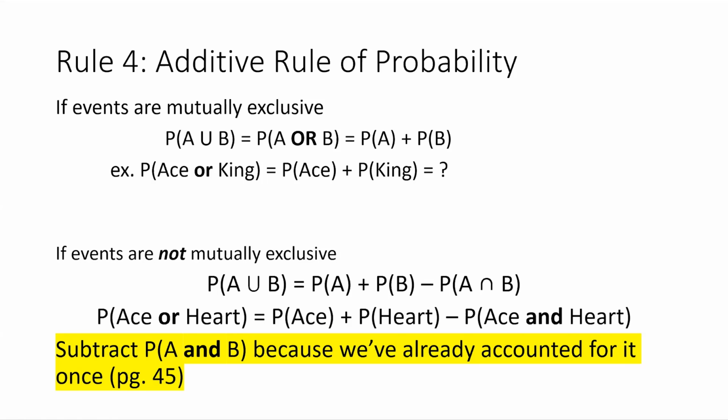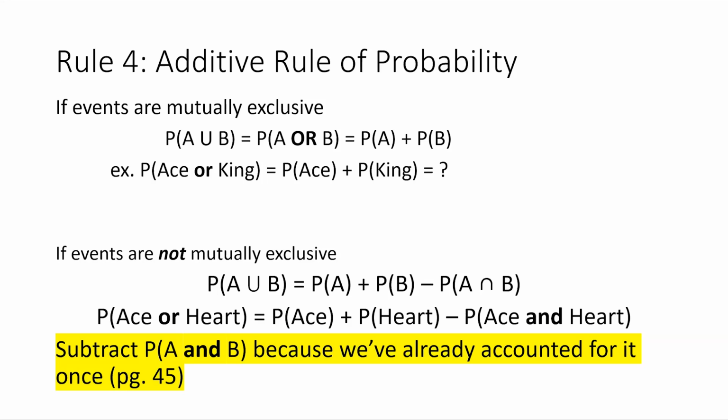There are 13 hearts. We have 2 through 10, jack, queen, king, and ace, right? That's 13 out of 52 hearts in the deck. In both of those probabilities, we are accounting for the ace of hearts. Because of this, we need to subtract the probability of the ace of hearts once so that we're not double counting it. Does that make sense?